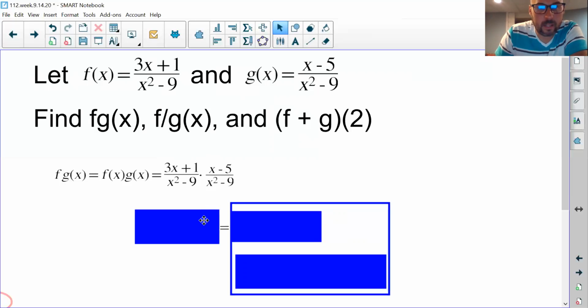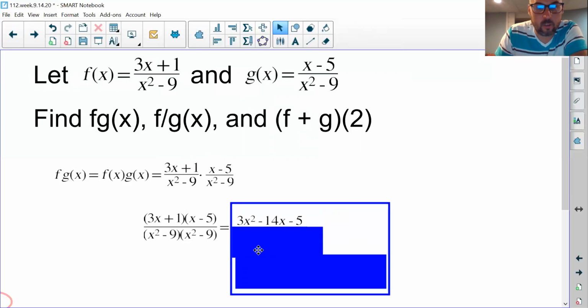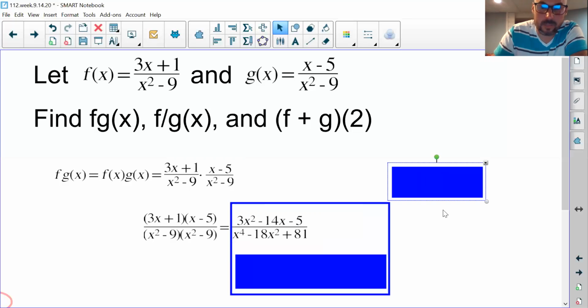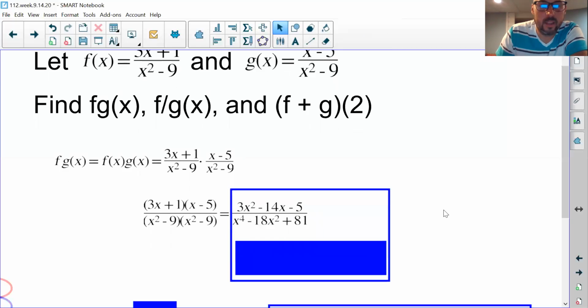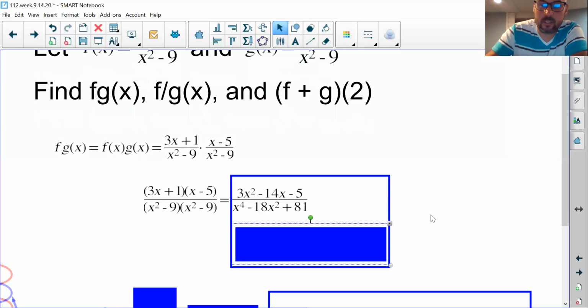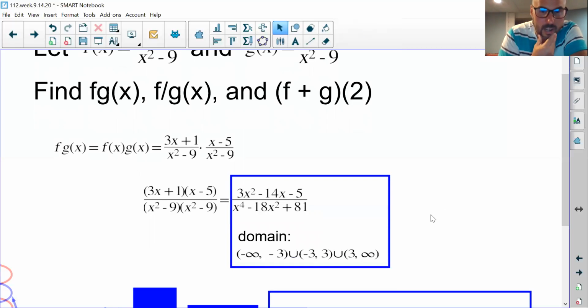And now I'm multiplying them. That won't change the domain at all. When I multiply fractions, I just multiply across, numerator times numerator, denominator times denominator. This could get a little messy, so make sure you're writing carefully and cleanly. You have to double distribute. The numerator becomes 3x squared minus 14x minus 5. The denominator becomes x to the 4th minus 18x squared plus 81. But the domain is still every real number except for -3 and 3.